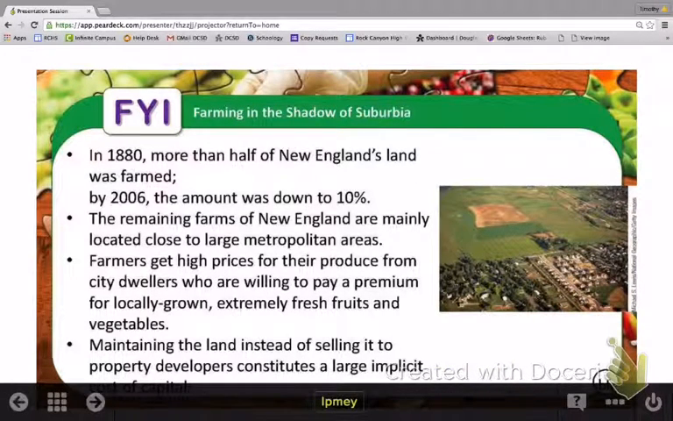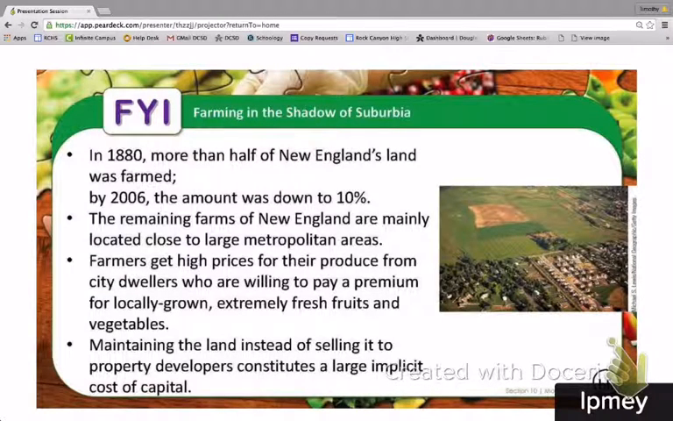Here's another example, too, that shows us why farming is disappearing in many suburbs, particularly in New England and other areas. It tells you here that in 1880, more than half of New England's land was farmed. But by 2006, only 10% of the land in New England was farming. Well, what happened to all the farmers? Well, the remaining farms in New England are mainly located close to cities and large metropolitan areas.